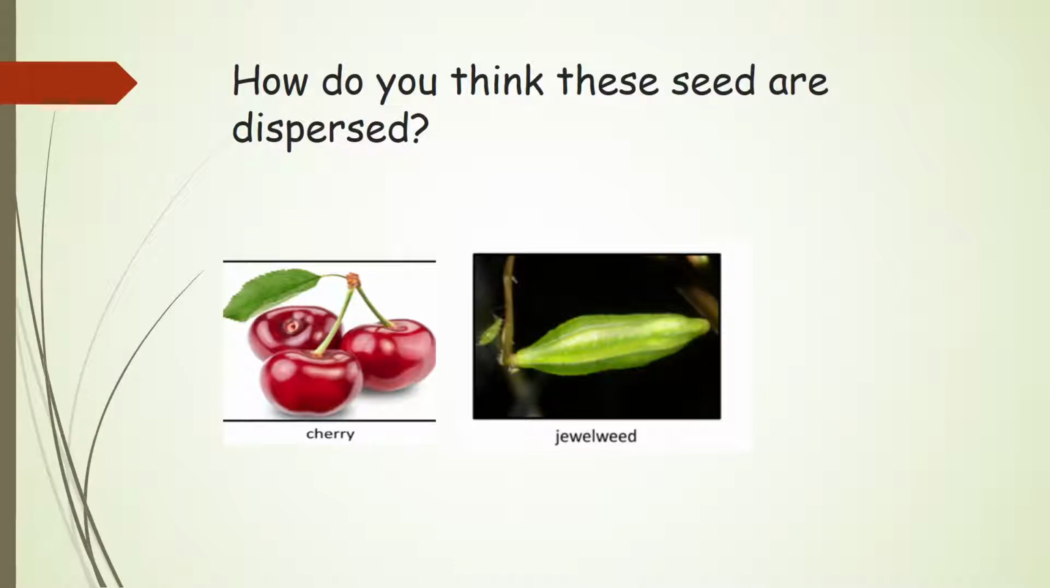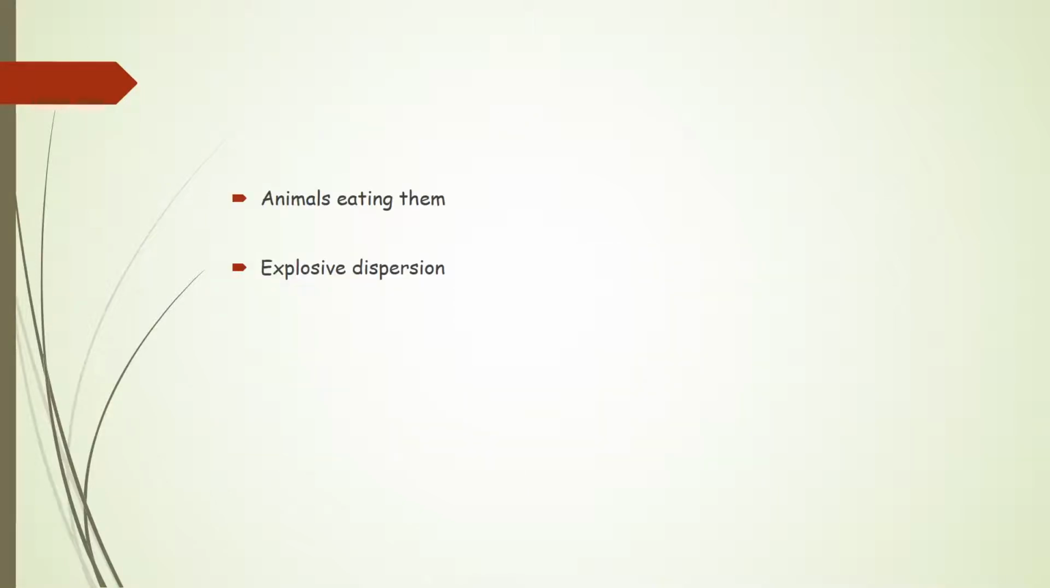How do you think these seeds disperse? A cherry. How do you think cherries are dispersed? Yep. Yeah, you've got it. Animals eating them, and then the other one was a pod that would explode.